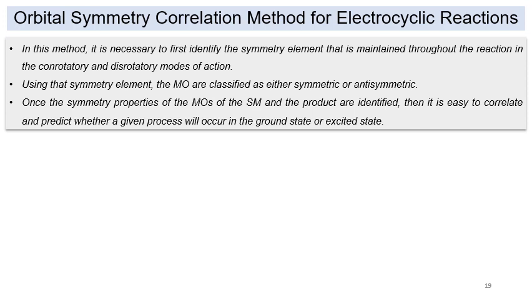Let's now see some orbital symmetry correlation methods for electrocyclic reactions. In this method, we first identify the symmetry element that is maintained throughout the reaction in either the conrotatory mode or the disrotatory mode of action. Using that symmetry element, the molecular orbitals are then classified as either symmetric or antisymmetric. Once the symmetry properties of the molecular orbitals of the starting material and the product are identified, it becomes easy to correlate and predict whether a process will occur in the ground state or excited state.